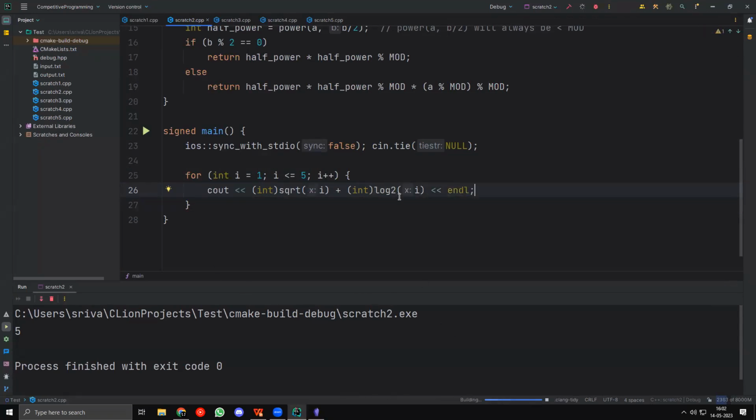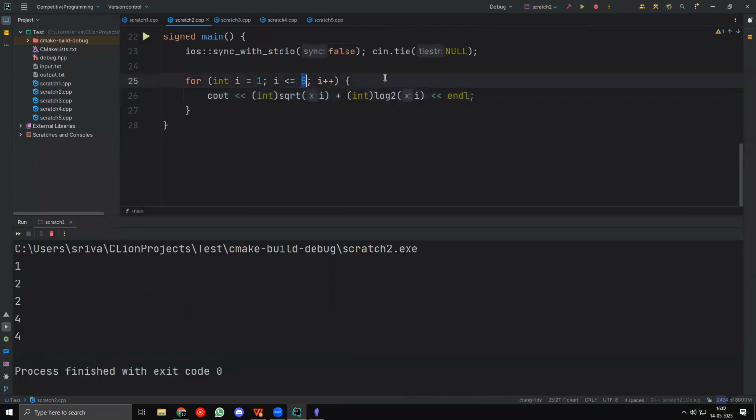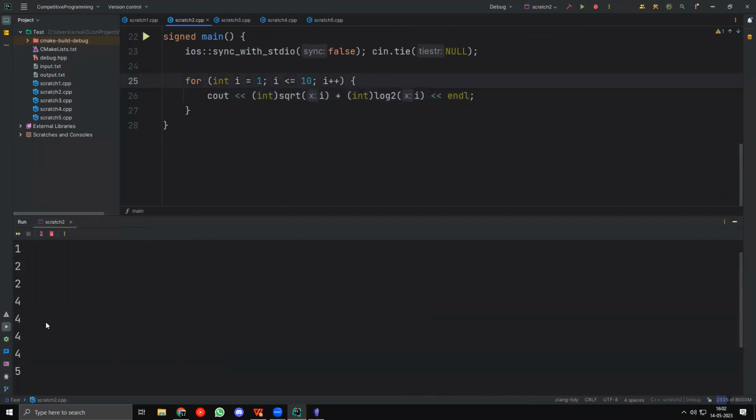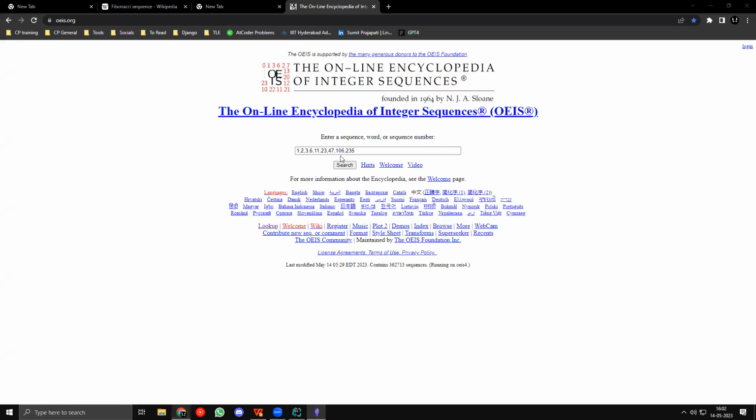This is some random thing that I came up with right now. I didn't even prepare this beforehand. I'm just taking some random thing. Let me do this for 10 numbers so that we get something useful. Okay, somehow I found this pattern. Now what I can do is just take this and paste it over here.